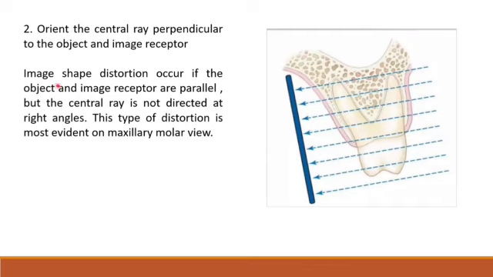Image shape distortion occurs if the object and the image receptor are parallel, but the central ray is not directed at a right angle. This type of distortion is most evident on the maxillary molar, which I have already told.